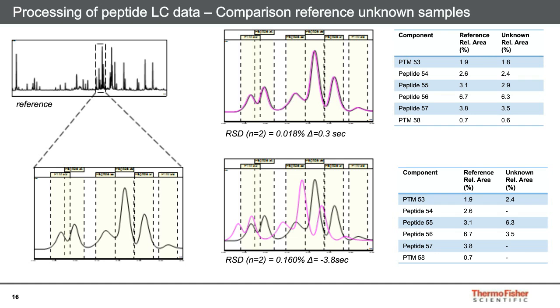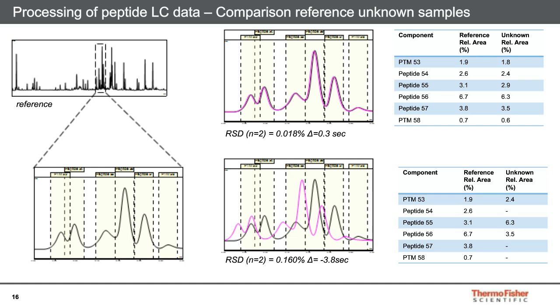So in this case, peak assignment for the unknown sample is very straightforward, and Chromeleon will not make any mistake in assigning the proper name to the right peak. And you can therefore easily quantify, you can easily calculate the relative area of the right peak.